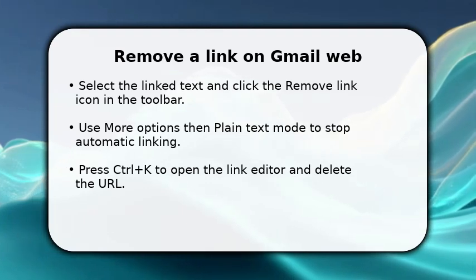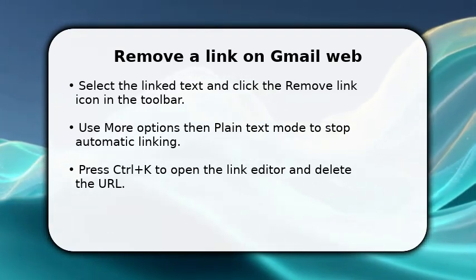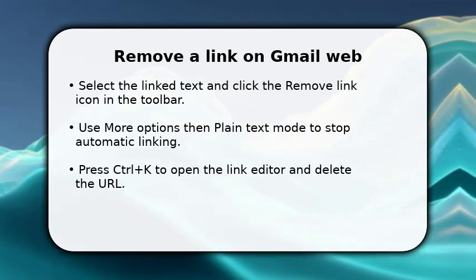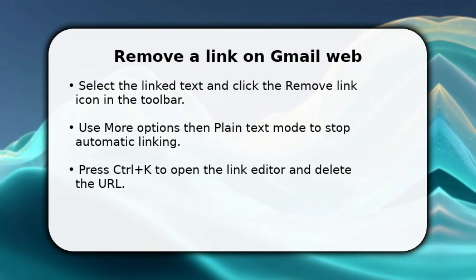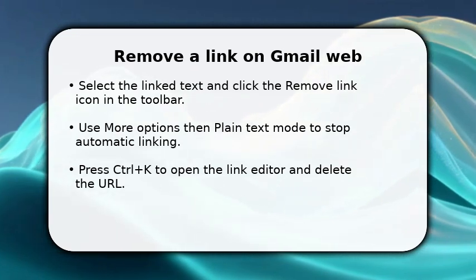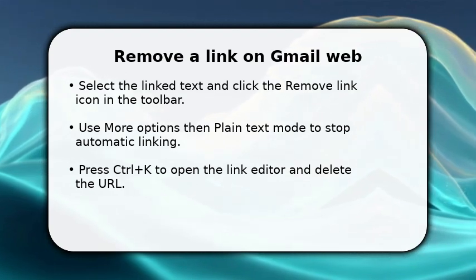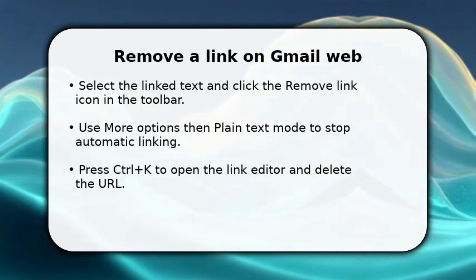Start by composing or opening the draft in Gmail on the web. Select the link text using your mouse or keyboard selection. Click the Remove Link icon in the formatting toolbar to unlink the text. If you prefer keyboard tools, press Ctrl+K to open the link editor and remove the URL.